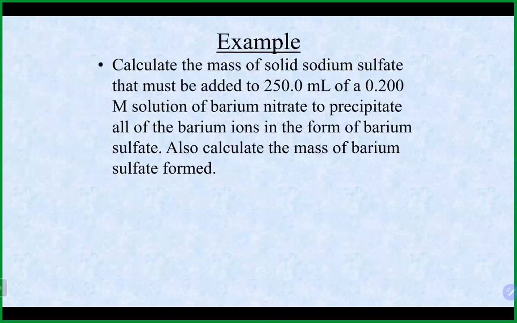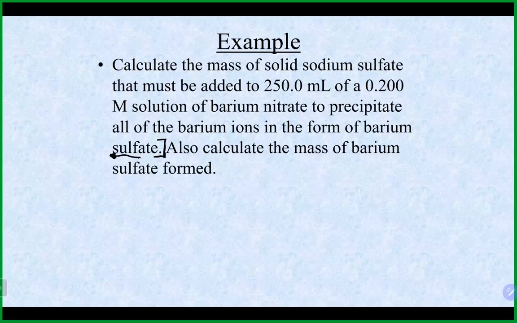We want to calculate the mass of solid sodium sulfate that must be added to 250 milliliters of barium nitrate to precipitate out all the ions as barium sulfate. We also want to calculate the mass of barium sulfate formed. We're going to start with just the first part of this question, and we'll save the second part for a moment down the road here.